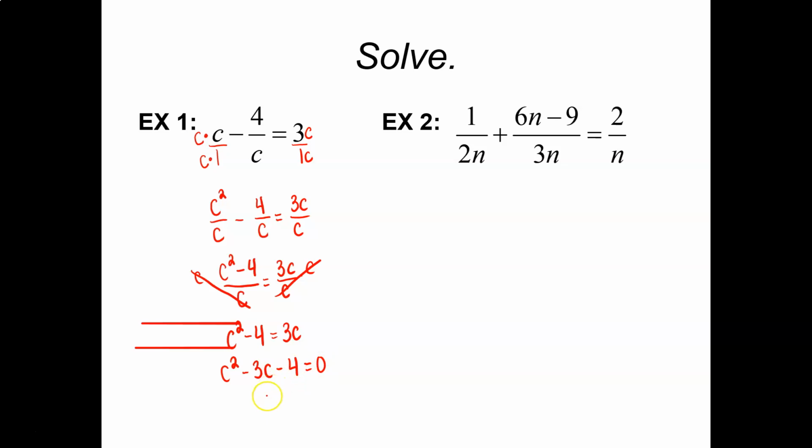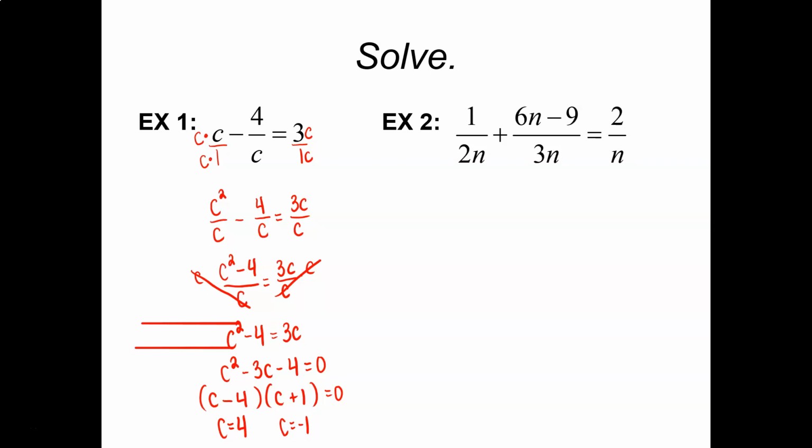If it will factor, and most of these will factor, not all of them, but most of them will factor, factoring is the quickest. I think this one's going to factor. So C minus 4 and C plus 1 is how that one factors. So I get C equals 4 and C equals negative 1.